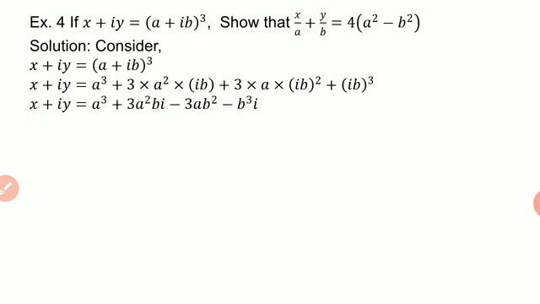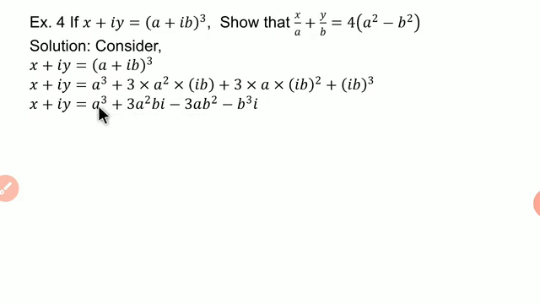Simplify the terms, so we get x plus iy is equal to a cube plus 3a square bi minus 3ab square, because here i square b square but the value of i square is minus 1. So because of that minus sign we get here the negative term, so minus 3ab square. And if we take here the cube, it is i cube b cube. But the value of i cube is minus i. So it is minus b cube i.